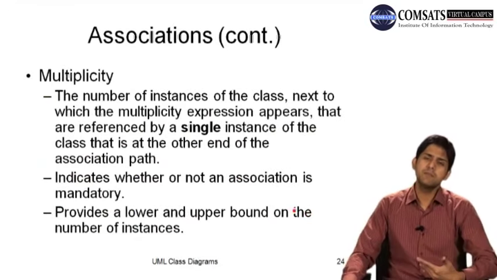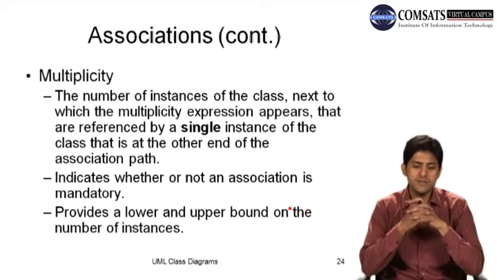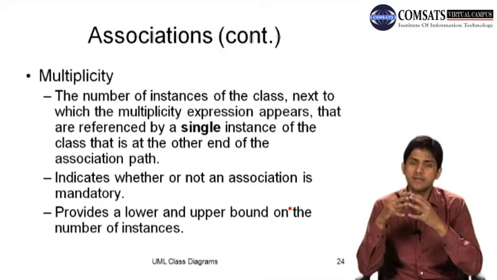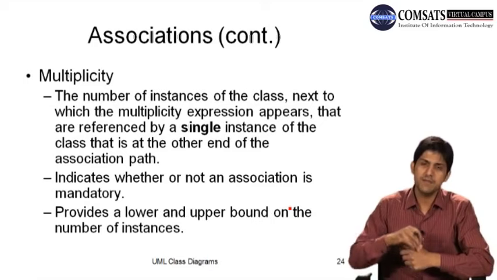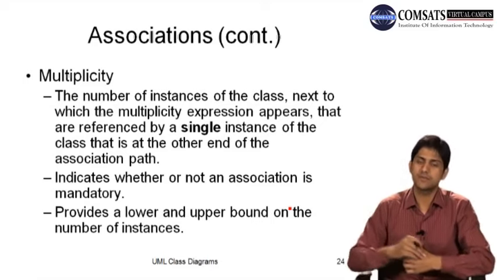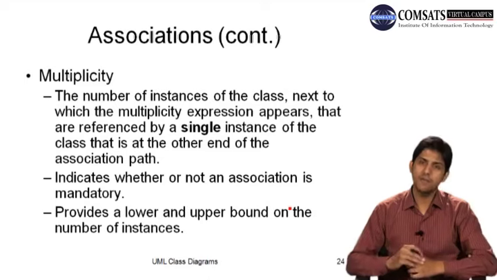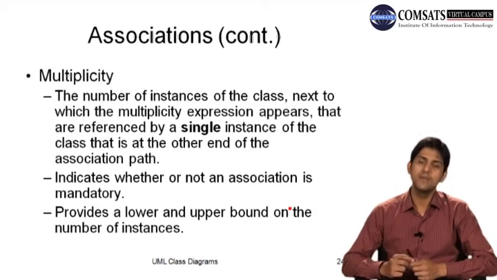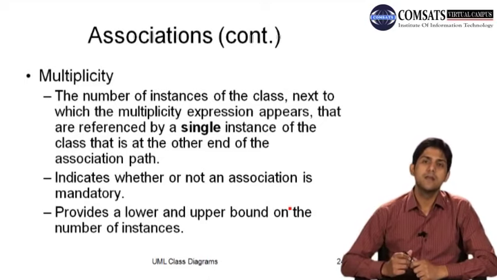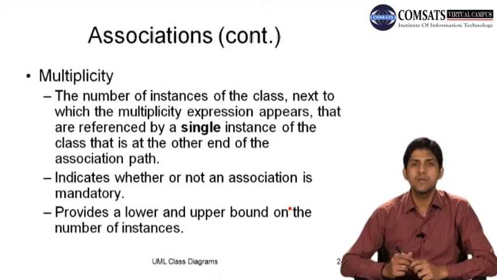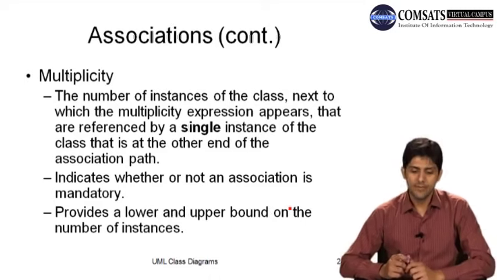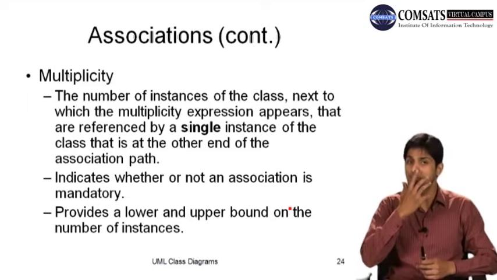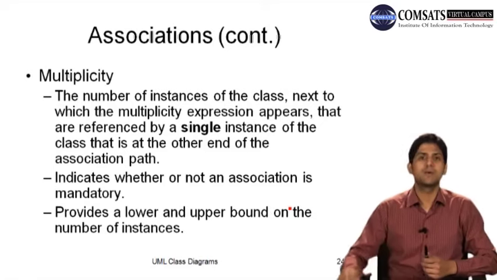Then we have seen that we can also show multiplicity in associations. And what do we mean by multiplicity? The number of instances of the class next to which the multiplicity expression appears that are referenced by a single instance of the class that is at the other end of the association path. It indicates whether or not an association is mandatory, and provides a lower and upper bound on the number of instances. If it is zero, it means that even if this association is not there, your system will work. So multiplicity gives us different kinds of information about our system. It shows that the more we annotate our association, the more we get to know about our system.